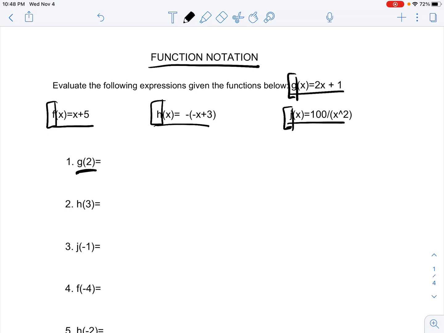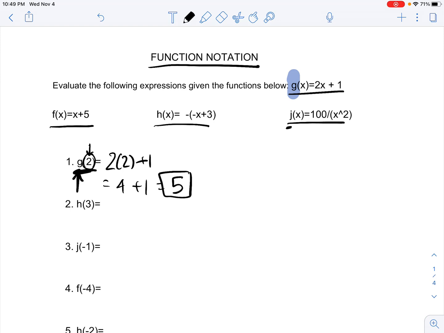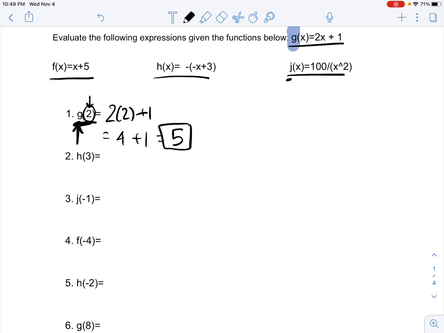Okay. So they're asking us to find g of 2. Now, which of these equations starts with the g, which signifies which function we're going to be using? Well, we can see that this is the g function. So we look for the g function. Here it is. So we know that the g function is represented by 2x plus 1. But since there is a value inputted, which is 2, we can replace the x with the number 2. 2 times 2 is 4, plus 1 is equal to 5. And that's your answer.